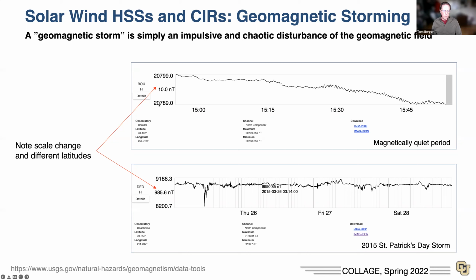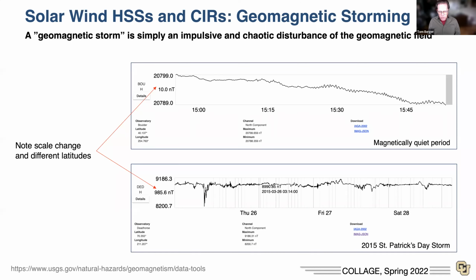This is a 20,000 nanotesla scale. The horizontal field taken here in Boulder, and you can see quiet time variations are 10 nanotesla. This is a storm. This is the St. Patrick's Day storm from 2015, and you can see here we're talking about sudden variations of 1,000 nanotesla, roughly. So this is what a geomagnetic storm looks like when you're just looking at your ground-based magnetometer and saying, what's going on with the Earth's magnetic field?